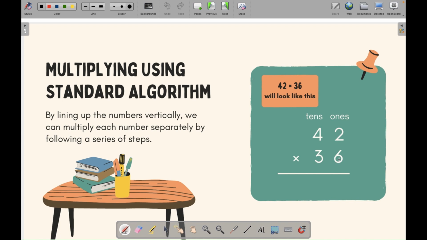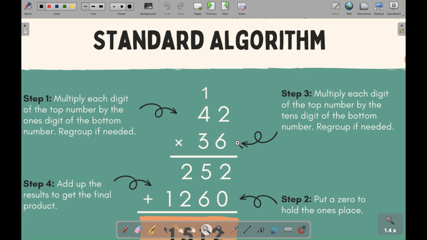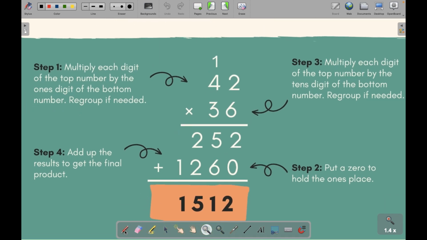So that is the first thing that we need to check. So 42, 36, the digits are aligned, ones with ones, tens with tens. Now we have to follow a sequence of steps as we have discussed already. So multiply each digit of the top number by the ones digit of the bottom. So this is the ones digit of the bottom number. We have to multiply all the digits in the top.